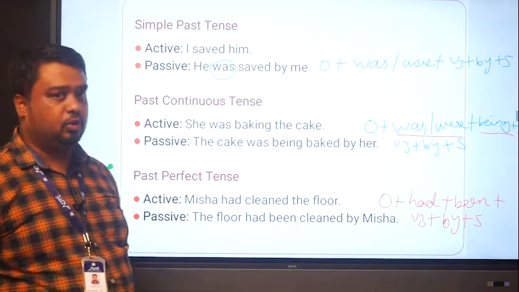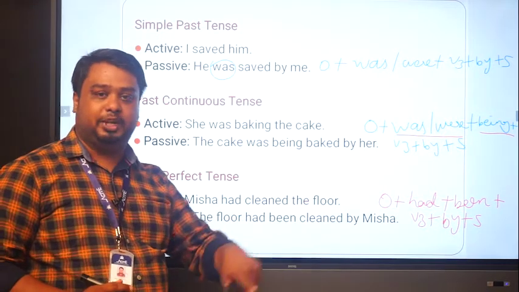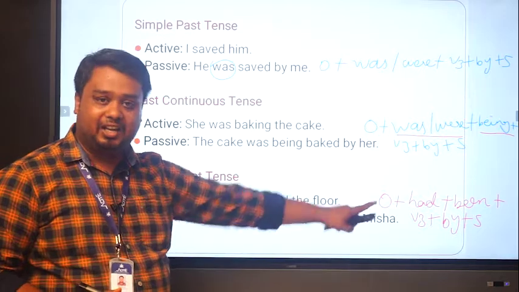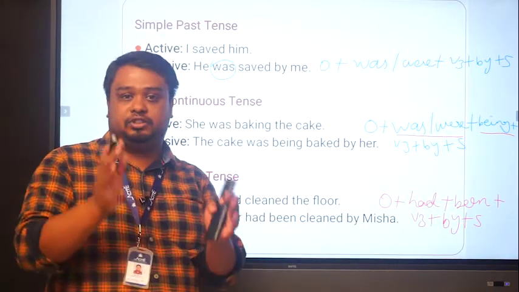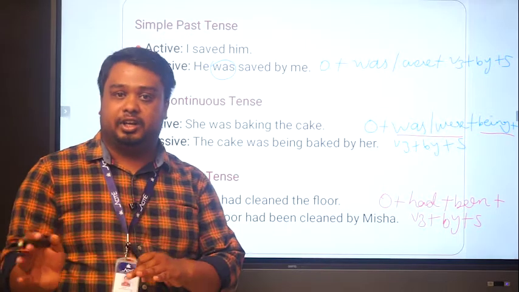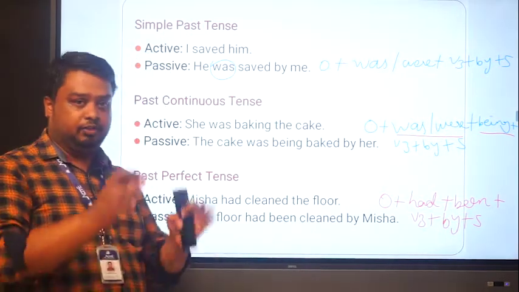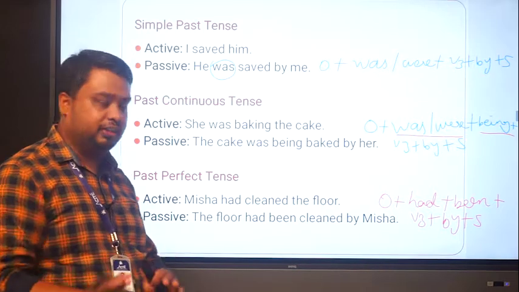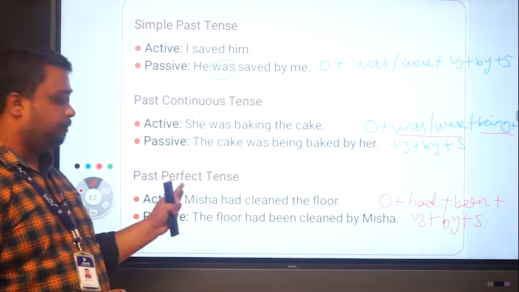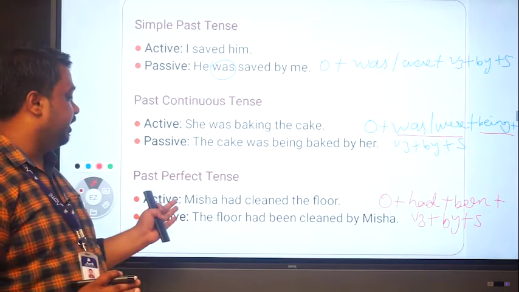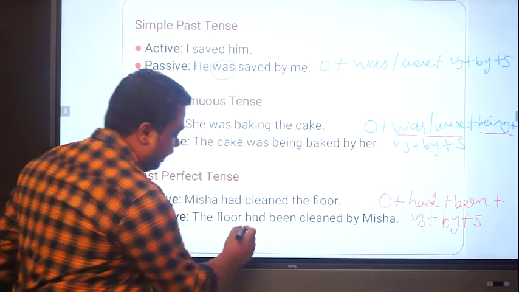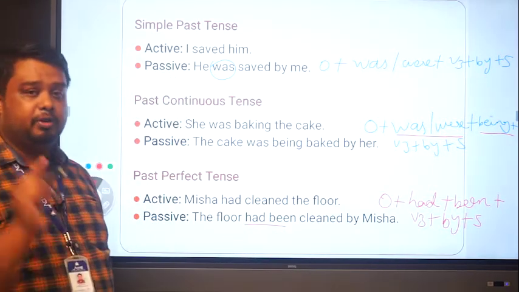In present perfect, we saw object plus has or have plus been. Right? Here, instead of has or have, it is had. In present tense, we had to shift. If it is singular, has. He has been. Right? Or they have been. Whereas in past perfect tense, if it is singular or plural, for both of these we use only had. The floor had been cleaned by Misha. If instead of Misha we are using a plural, for example, children. Children had cleaned the floor. The floor had been cleaned by children. It does not get changed. It remains the same in past perfect tense.